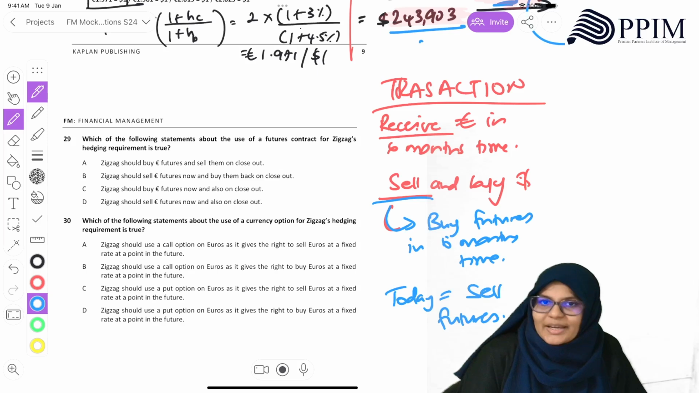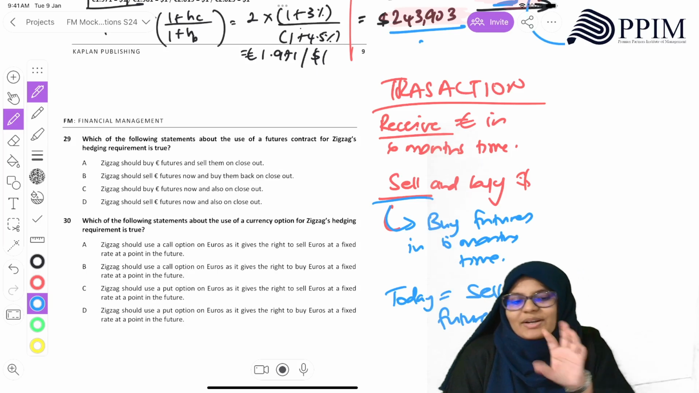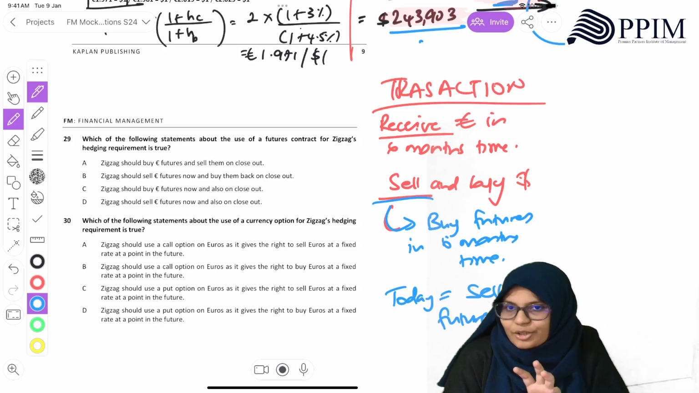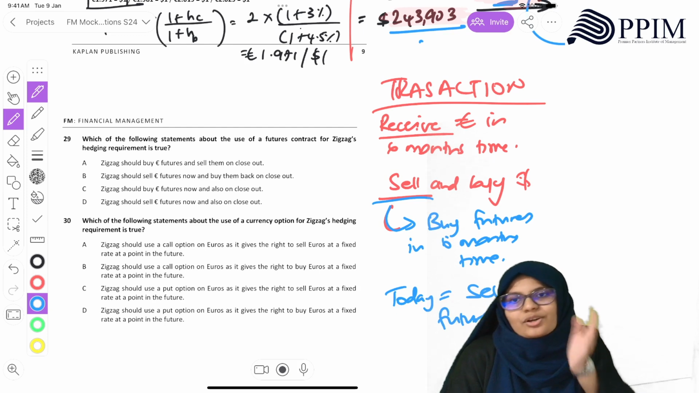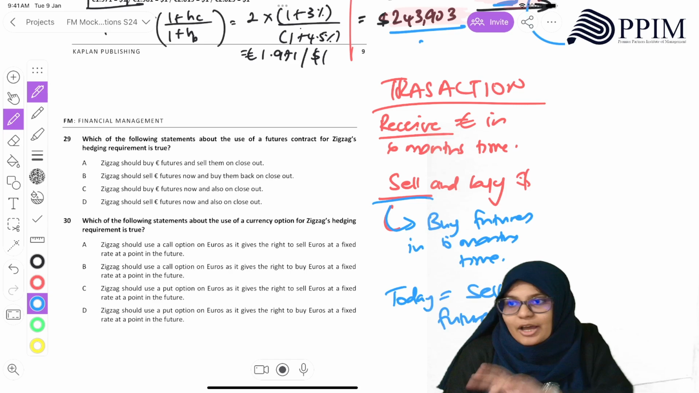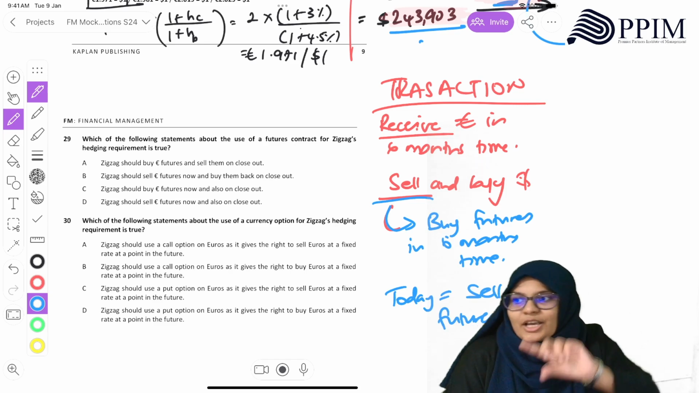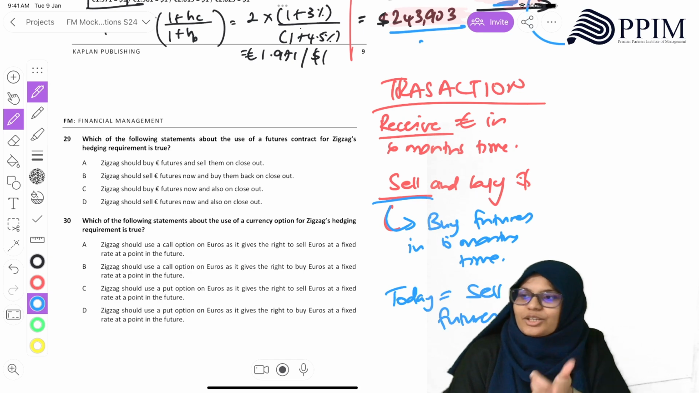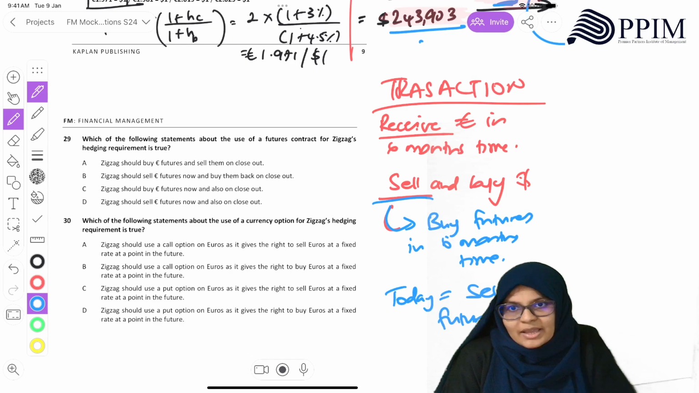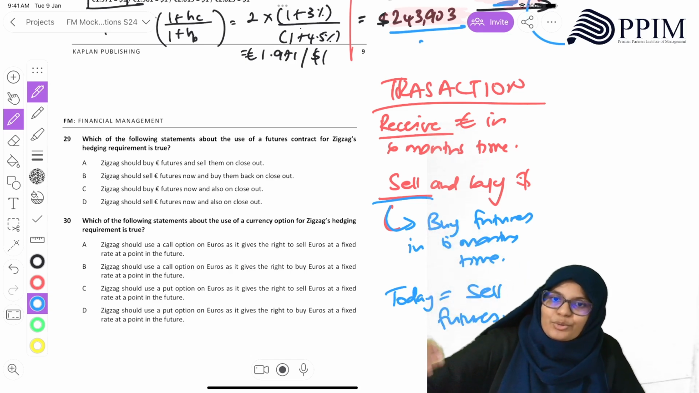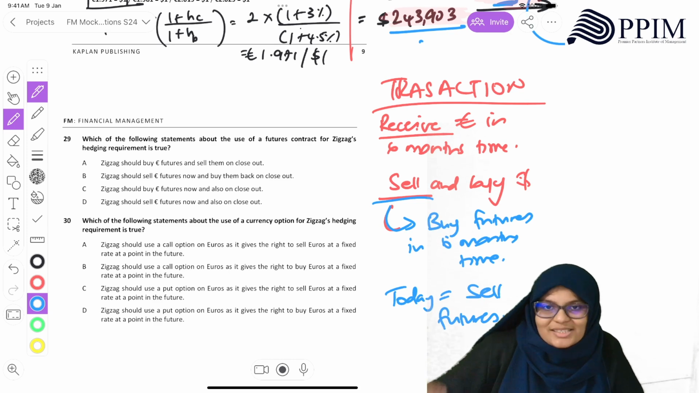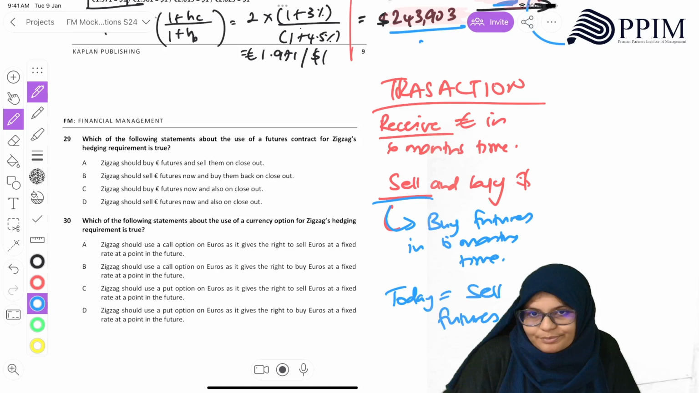Get it? Because the original transaction is what I have written in red. You are receiving the euros, you don't need it, so you are selling it in 6 months. Now, the futures deal has to counteract this transaction, right? So, if you are selling in 6 months, the future you have to buy in 6 months. If you are going to buy in 6 months' time, today what you have to do for the future, you have to do the opposite. You will have to sell futures today.